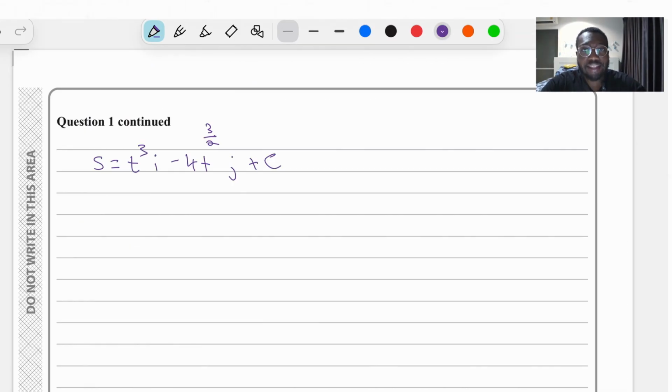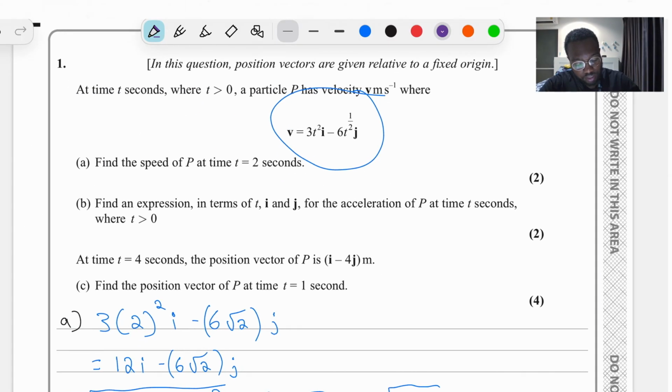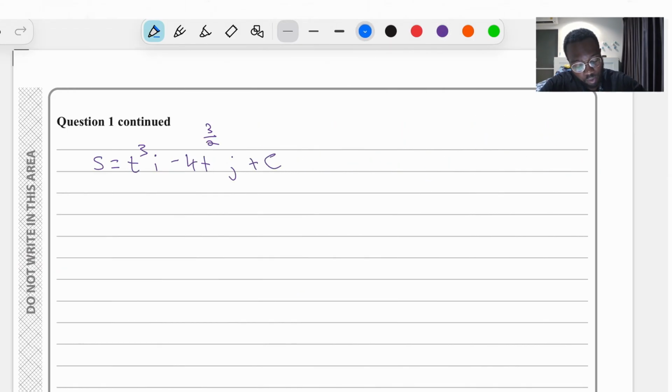So now we have that s is equal to t to the power 3 i minus 4t to the power 3 over 2 j plus c. They tell us in the question that when t is 4 seconds, the position vector is i minus 4j. So we can use that information now to work out our constant value, c. So if we do that now, we know that when s is i minus 4j, t is going to be 4.